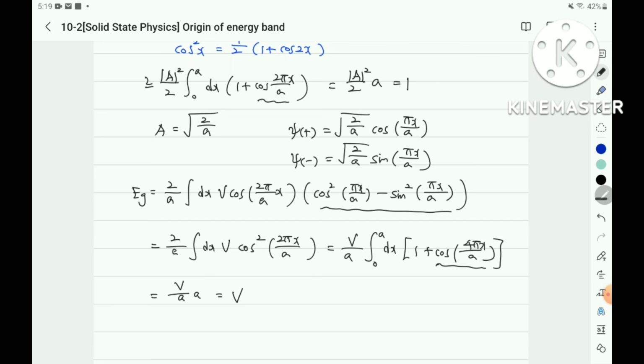Therefore, the energy difference between the two traveling waves, the energy band gap, is the same as the potential. And therefore, for the Bragg reflection between two traveling waves in a periodic potential, the energy band gap is identical to the potential.